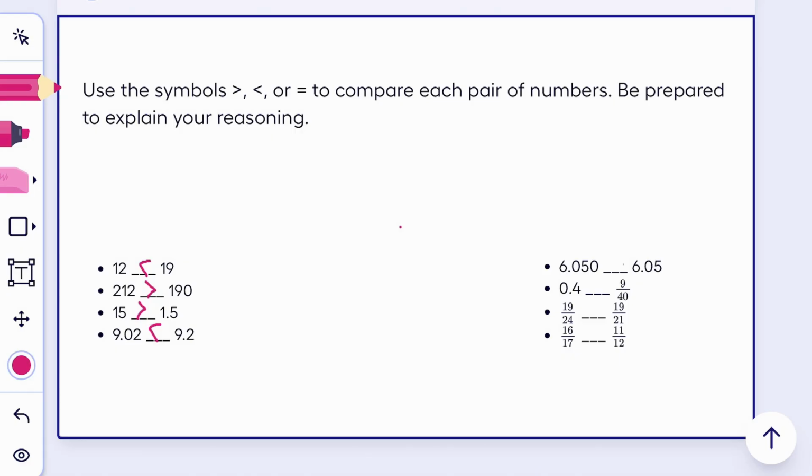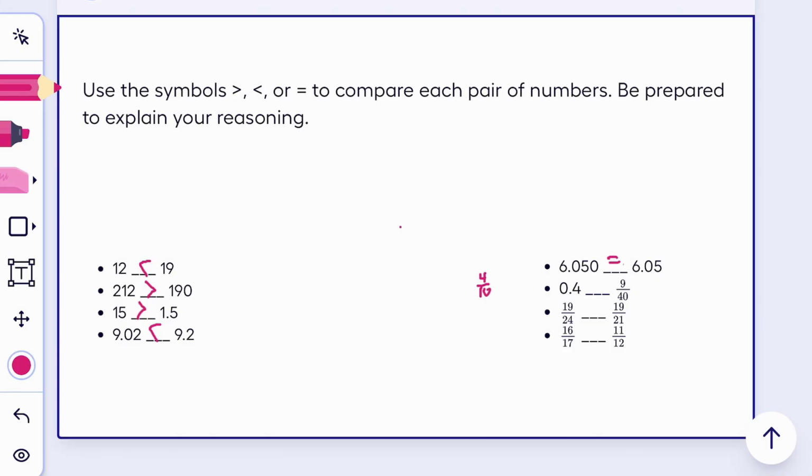Then in the next one, 6.050 is equal to 6.05 because you have a 6 in the ones place, a 0 in the tenths place, a 5 in the hundredths place, and a 0 in the thousandths place. Even though the one on the right doesn't show it, it's implied that there's a 0 there.